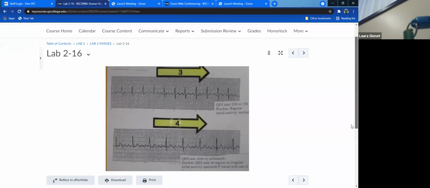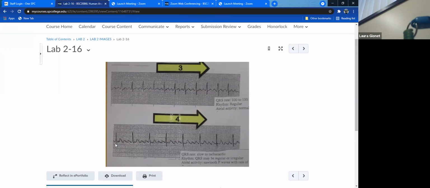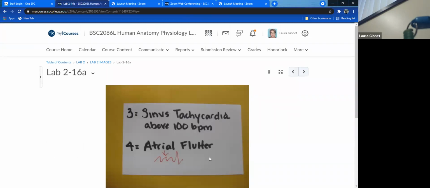Now, number 4 is showing that. So here we have, if we start on the left, we kind of don't see a P, but we see a QRS with a T. Right? Then we have a wave and a wave, like 2 P waves, and then a QRST, wave, wave, QRST, wave, wave. Those are 2 P waves. And that's called atrial flutter. And so we have sinus tachycardia, and then we have atrial flutter.